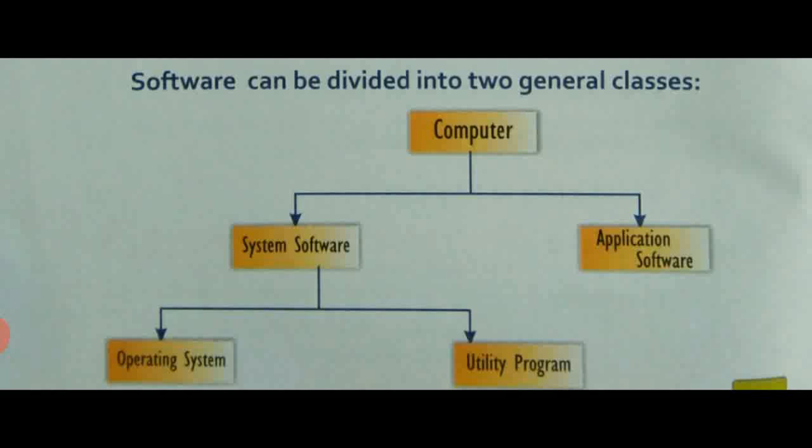If we think about system software, then it has two categories. First, operating system, and second, utility program. Now, what is an operating system? Before starting the topic, I would like to give one simple example of the human body. If we think about a human body, then we must think about the heart of a human.